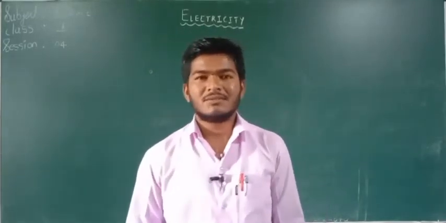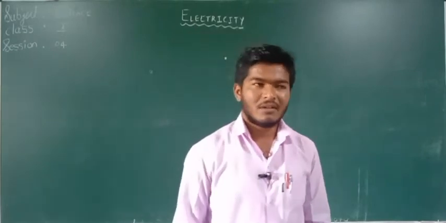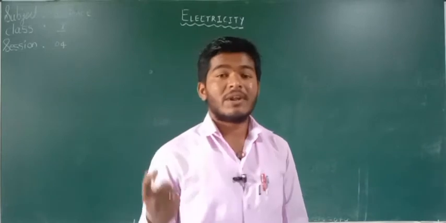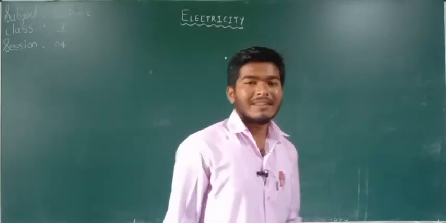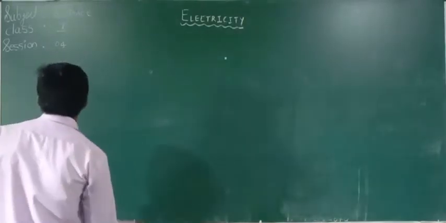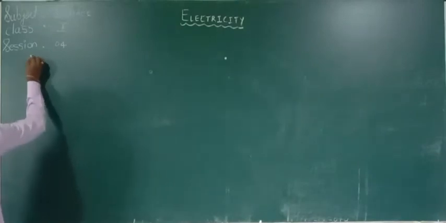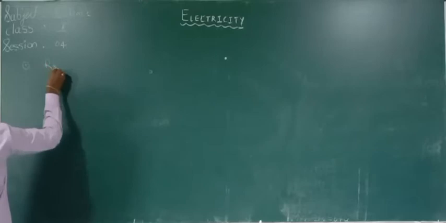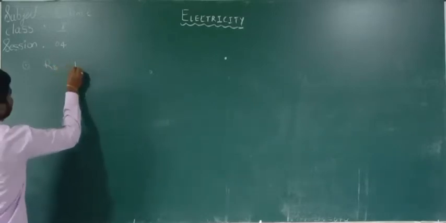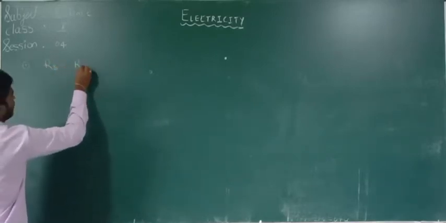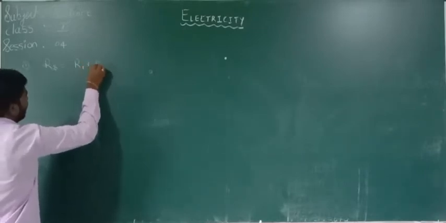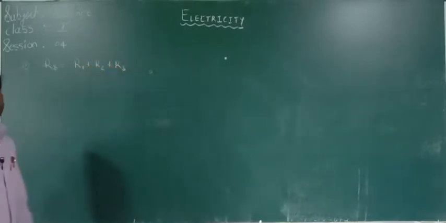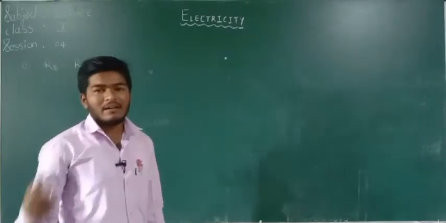In the last session we discussed the expressions for three resistors when they are connected in series and also when they are connected in parallel. What are the expressions, sir? When three resistors R1, R2, R3 are connected in series, the equivalent resistance is Rs is equal to R1 plus R2 plus R3. This is the expression for three resistors connected in series.